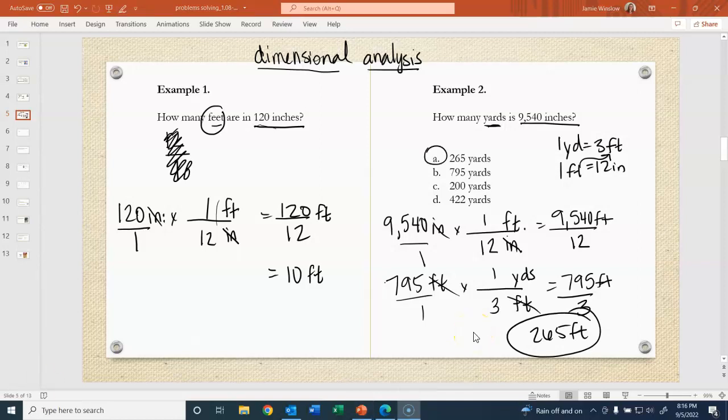Whoops, hopefully you all caught that as well. Look, we want yards. I don't know why I said feet. I canceled the feet. Our answer is in yards. My apologies, I just wrote the wrong label. So yards is what we end up with on top. That's what our answer is in, and it is A.